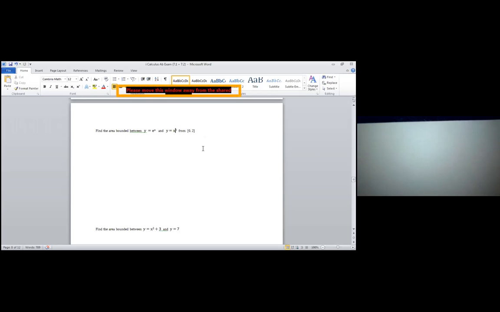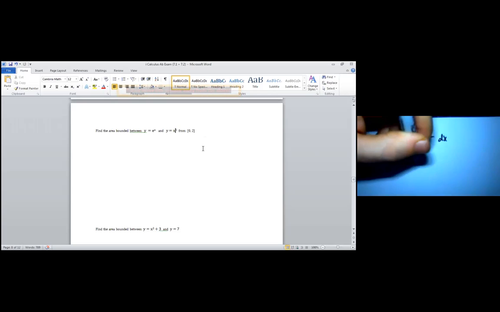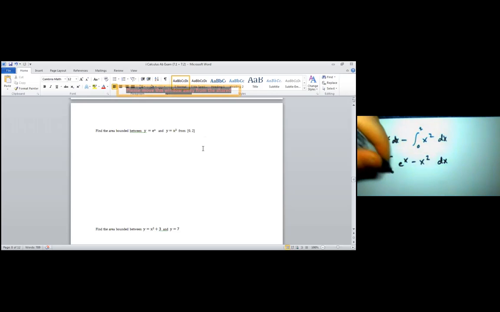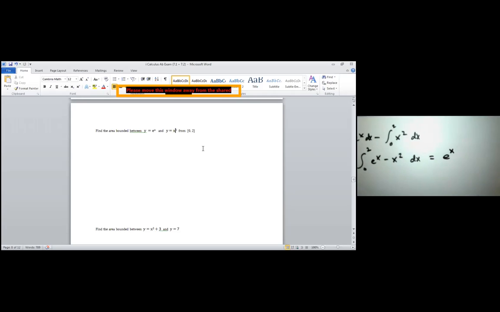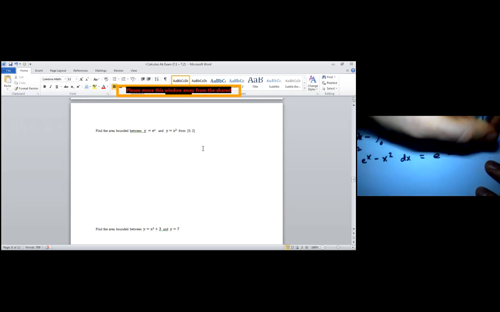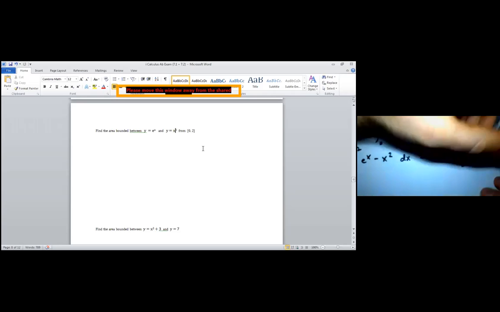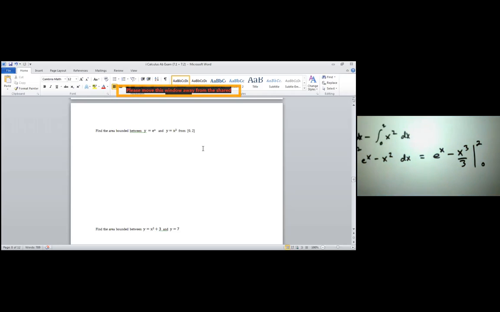So remember the setup. It's the integral of the top function minus the integral of the bottom function. And both of these are from 0 to 2. Okay. And then remember I said if they have the same bounds, we can smush these together. So it's e to the x minus x squared from 0 to 2. Now we can integrate that, and the integral of e to the x is e to the x, minus x to the third over 3, with bounds 0 and 2. Okay.